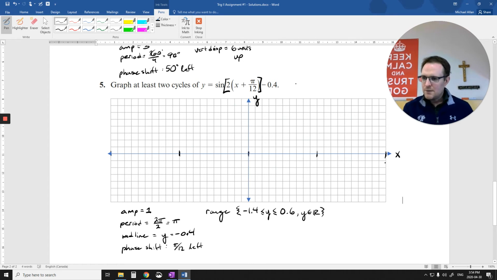So I want to go a period in both directions. My period is pi, so I'm just going to label that positive pi. This one is negative pi. This is pi over 2 then. It's negative pi over 2. Obviously, we got 0 right down the middle. I guess I don't have to put a 0 there.